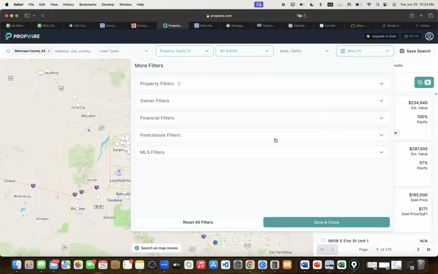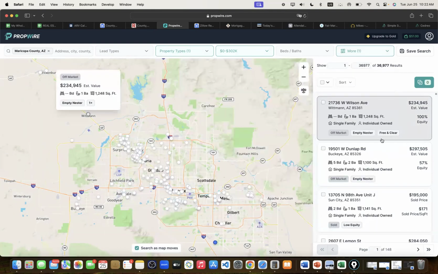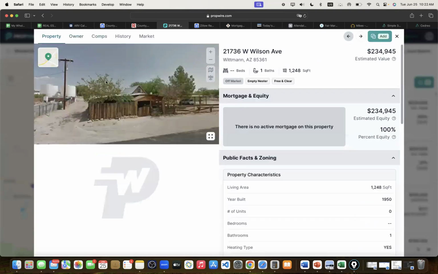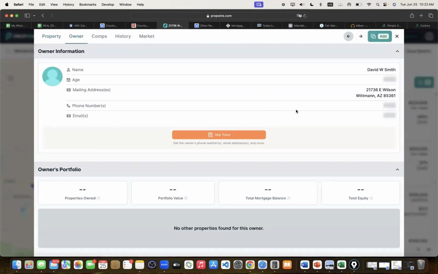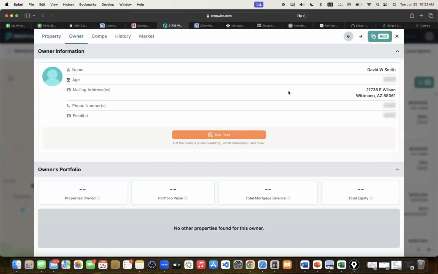So again, that's being off market. And like I was mentioning, you don't have to pay for anything. The only thing you have to pay for is if you want to skip trace a property. So let's say this one, it's probably being slow because again, we're getting 68,000 results. Look at that. If somebody wants to buy that property, the owner over here, all you do is press skip trace and it costs 10 cents to skip trace the homeowner.